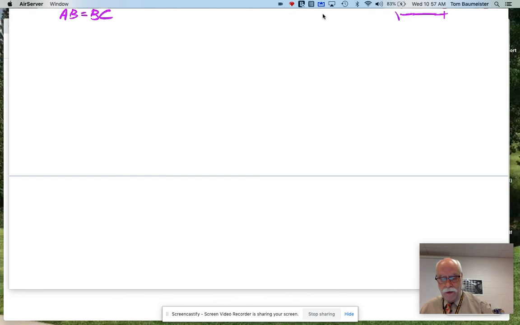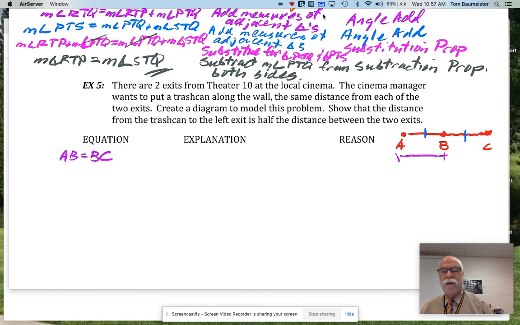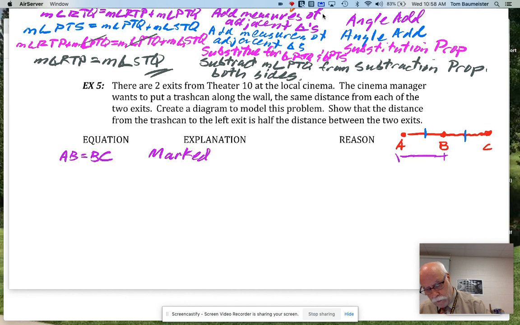Sorry, it just kind of delayed it right there. I had it written down on mine and I didn't see it. So what's our reason? Again, we just made a diagram and we marked it in the diagram. All right, and what was our reason? It was given.